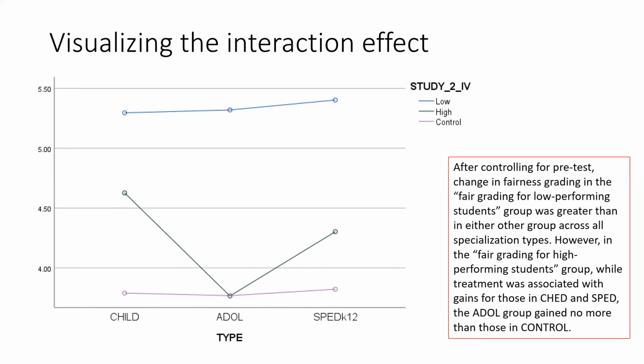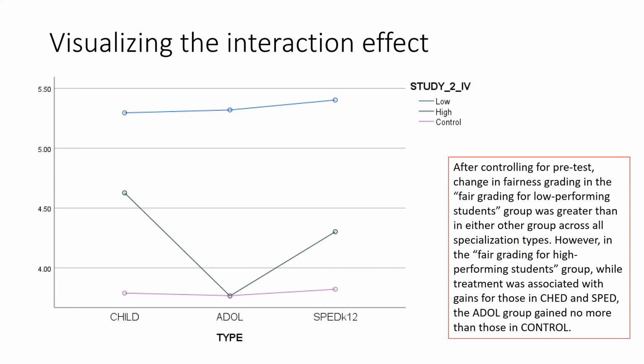The intervention at the high level seemed not to work for adolescent educators any better than no intervention at all would have worked. I'll read the text which says it in a slightly different way. After controlling for pretest, change in fairness grading in the fair grading for low performing students group was greater than in either other group across all specialization types. However, in the fair grading for high performing students group, while treatment was associated with gains for those in CHED and SPED, the adolescent group gained no more than those in control.